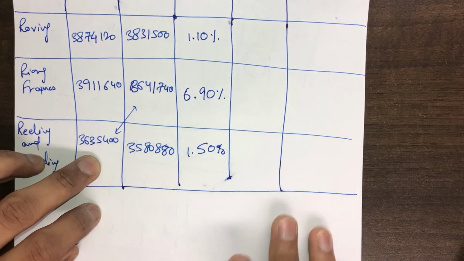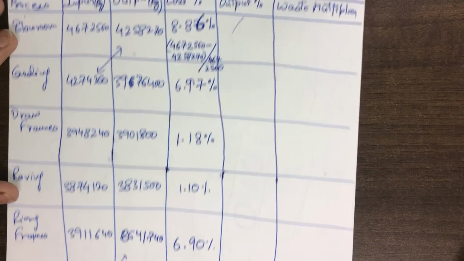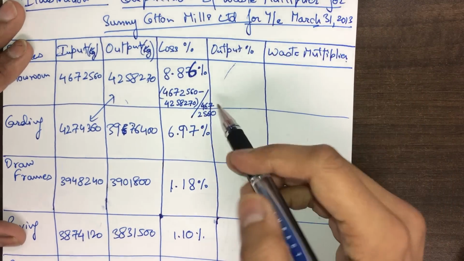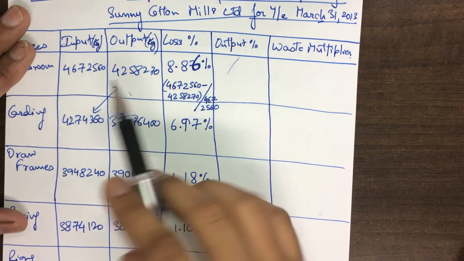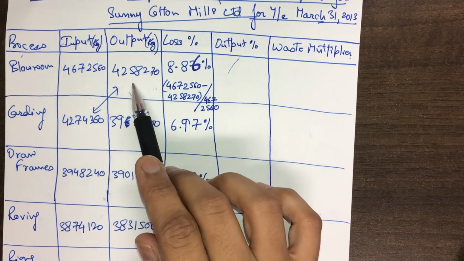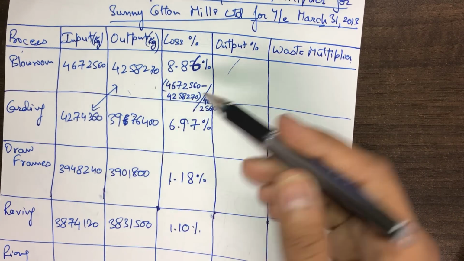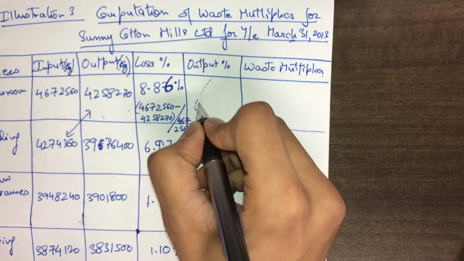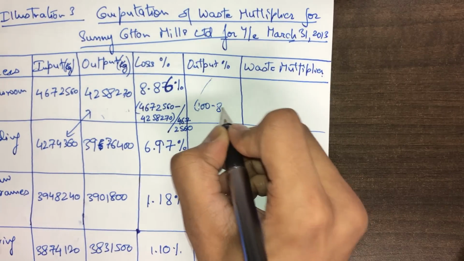So guys, this is the loss percentage which we have computed for all the processes involved in this yarn manufacturing company. The loss percentages are computed by subtracting the output from input and then dividing the resultant differential by the input. This will give you a loss percentage. Now we have to compute the output. How will the output be computed?